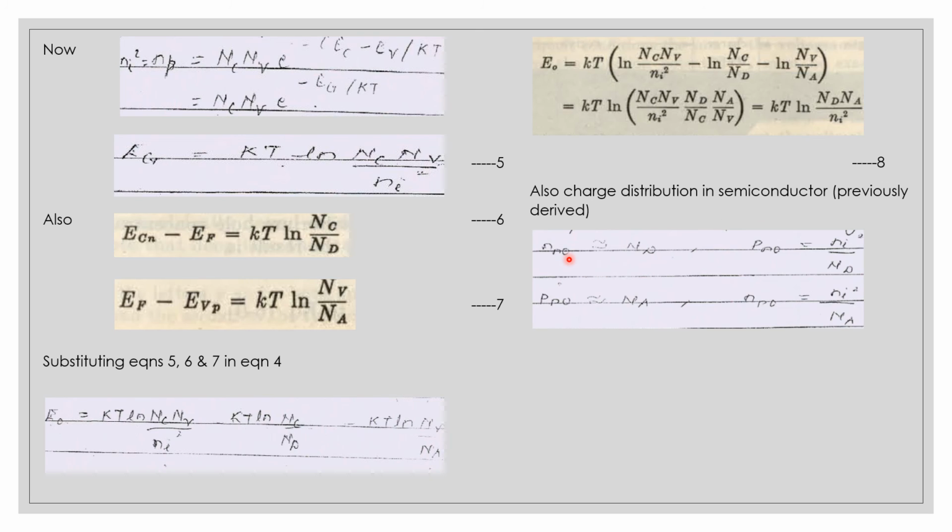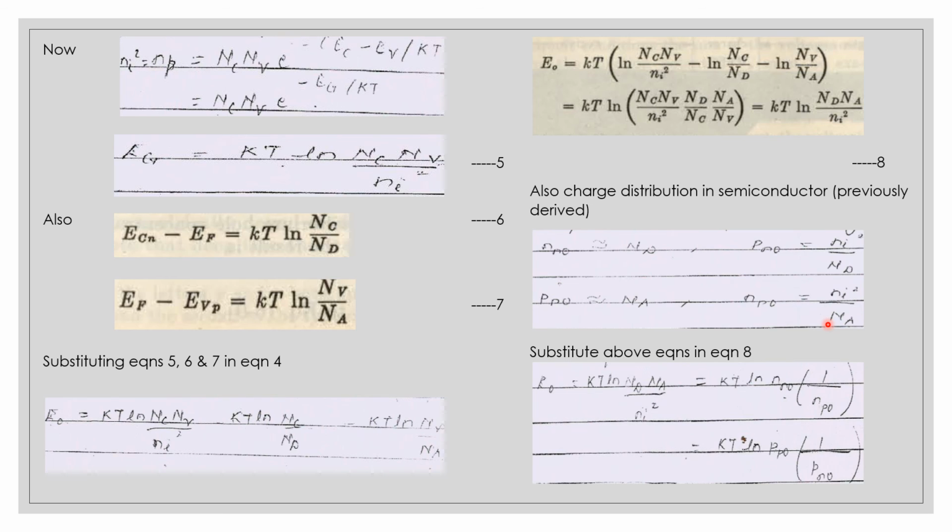Nn0 is approximately equal to the density of donor ions ND. Pn0 is given by ni squared upon ND. Then Pp0 is approximately equal to the density of the acceptor ions and Np0 is ni squared upon NA. Substituting the above equations in equation 8, we get kT into ln Nn0 into 1 upon Np0, or kT into ln of Pp0 into 1 upon Pn0.